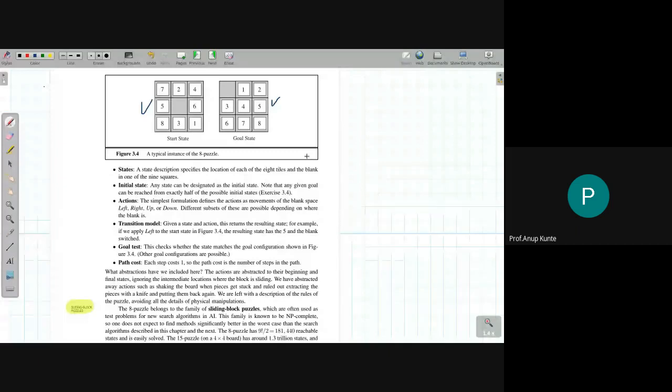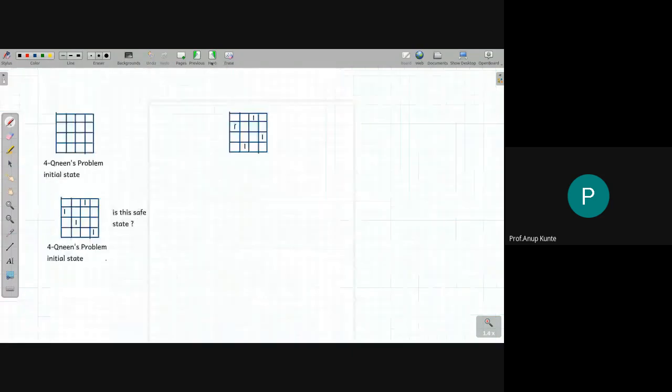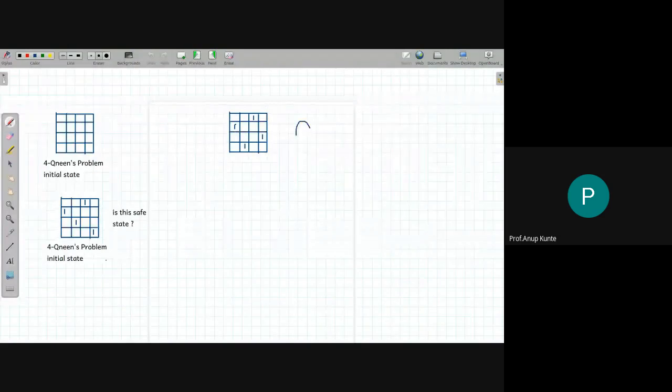Sometimes though, there might not be a goal state defined. And one such problem that we will look at shortly, I will just look at it first and then we'll come back to the discussion of the problem formulation of the 8 puzzle. So the next problem that I'll be showing you is this one. Consider that this is a chess queen. So this one that I have written is nothing but a chess queen.